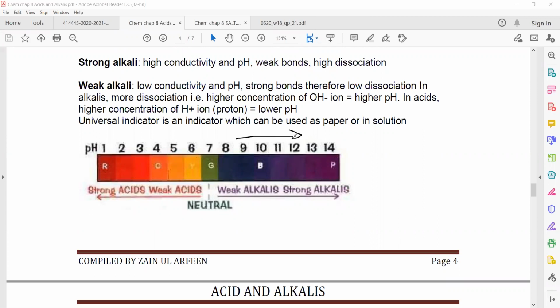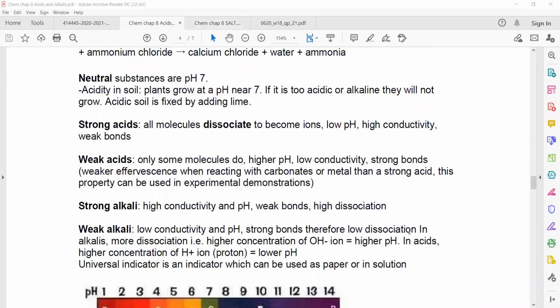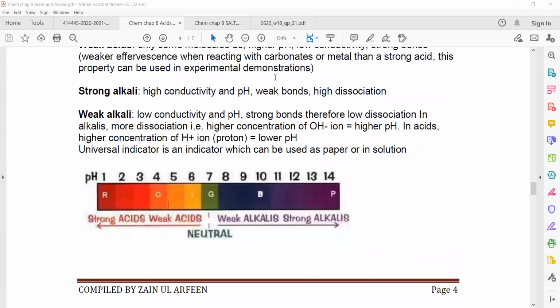As we move from 7 to 14, it will become a strong alkali. This side is weak alkali, then strong alkali, and weak acids and strong acids. It is the same pattern as a rainbow: violet, indigo, blue, green, yellow, orange, and red.